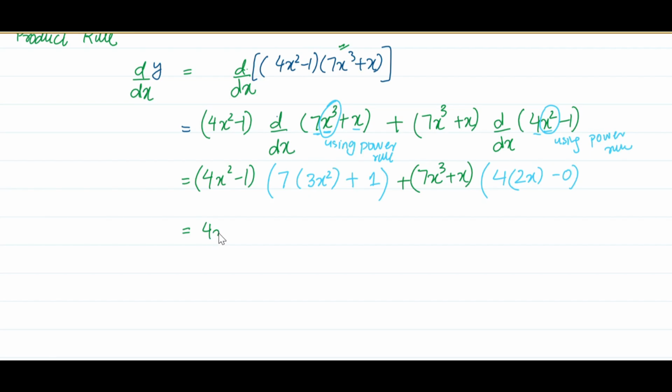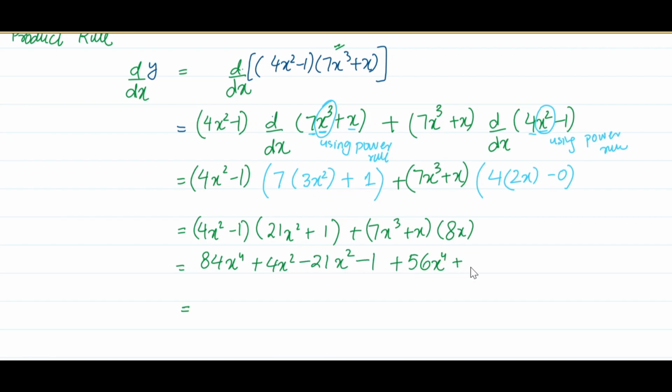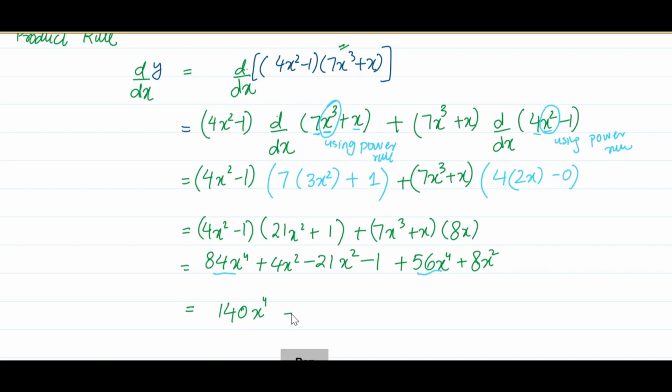Now we need to simplify 4x squared minus 1, and 7 times 3 is 21x squared plus 1. Here will be 8x. It's time to simplify and we'll multiply both factors. Combine the terms with x power 4 and x squared and the constant minus 1. This is the final answer.